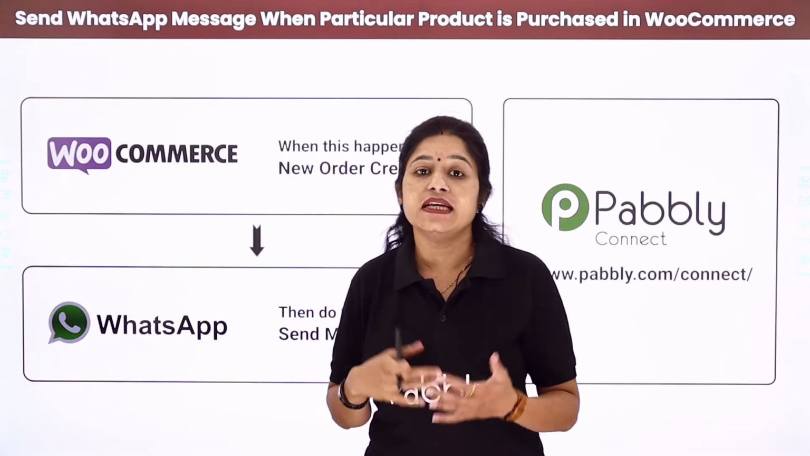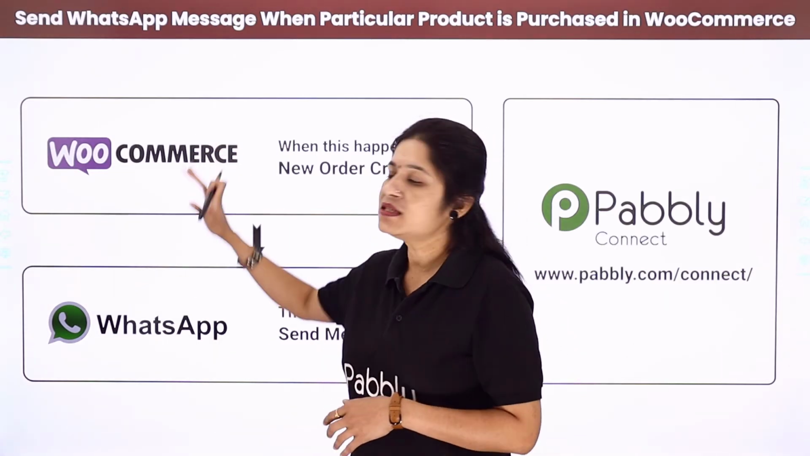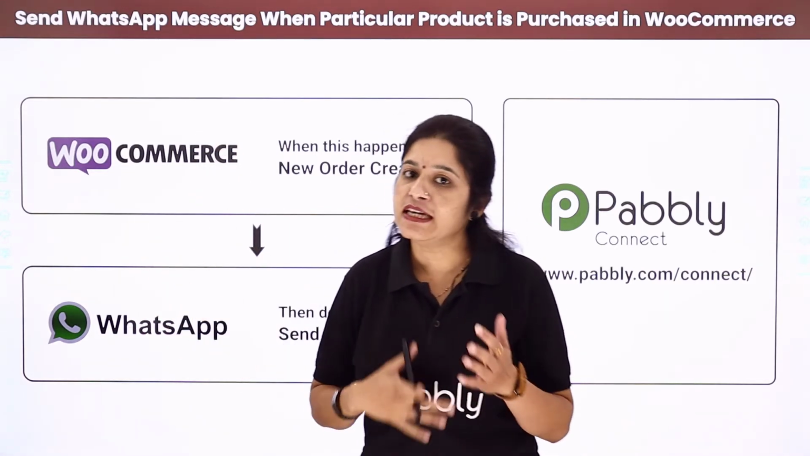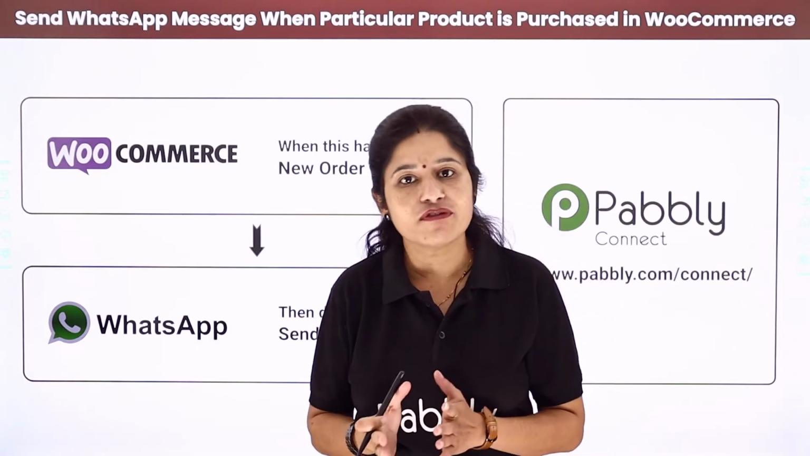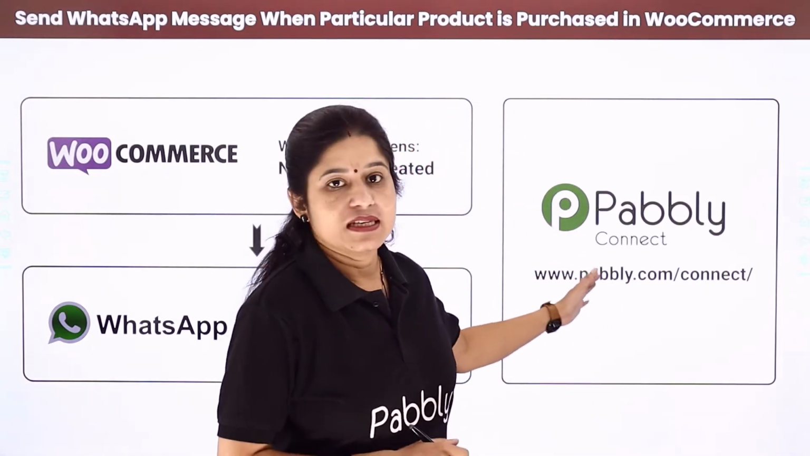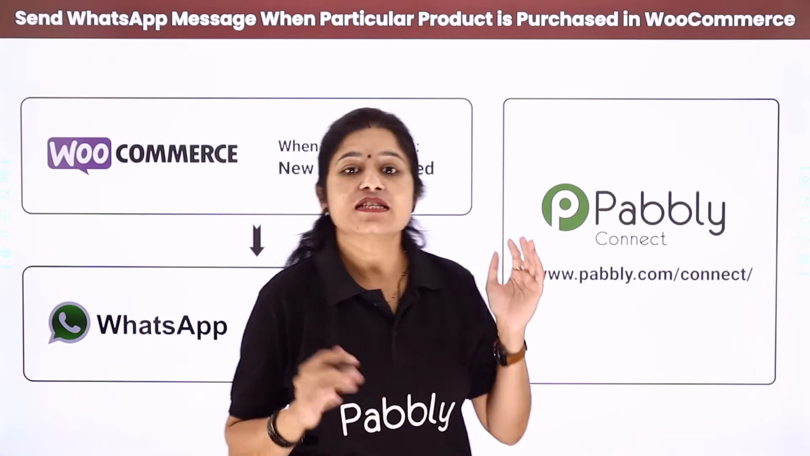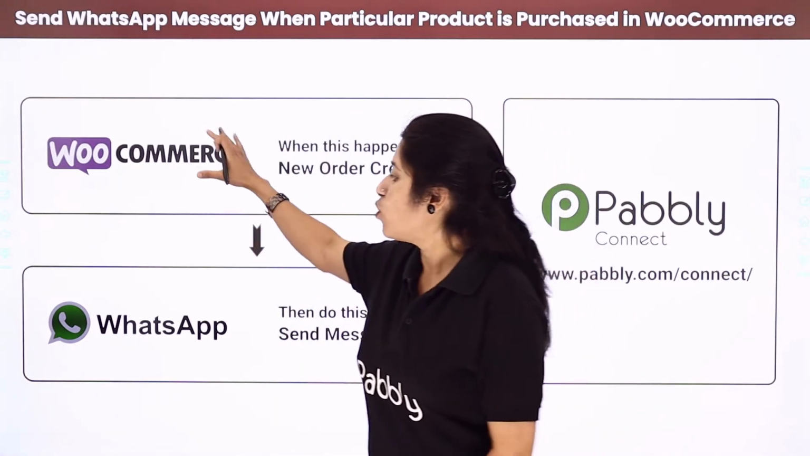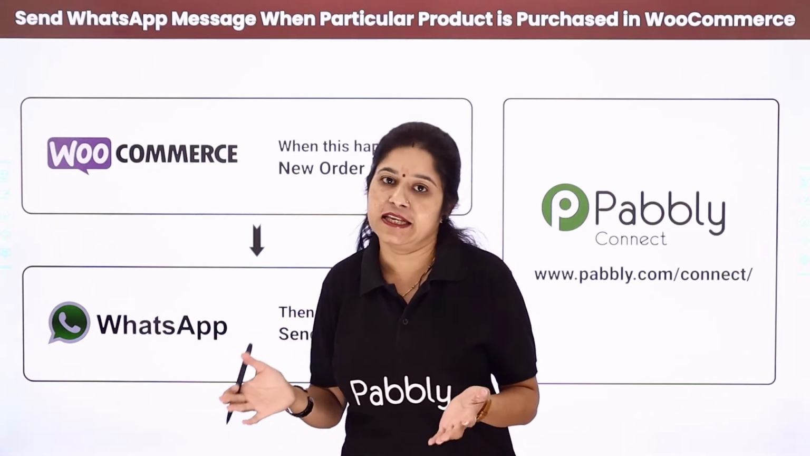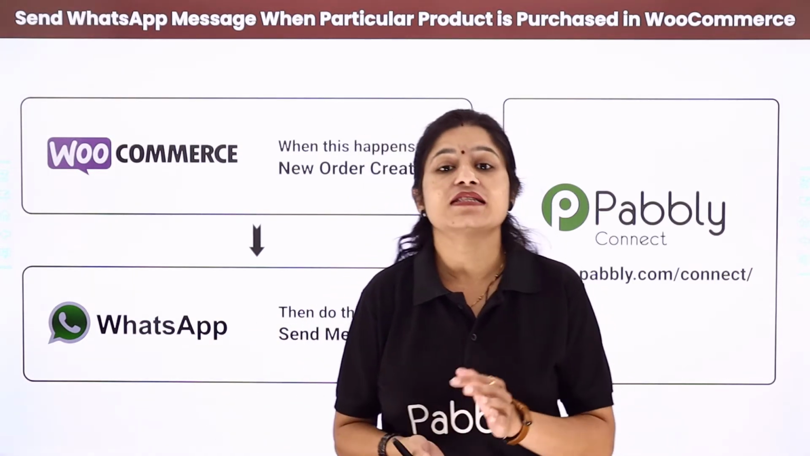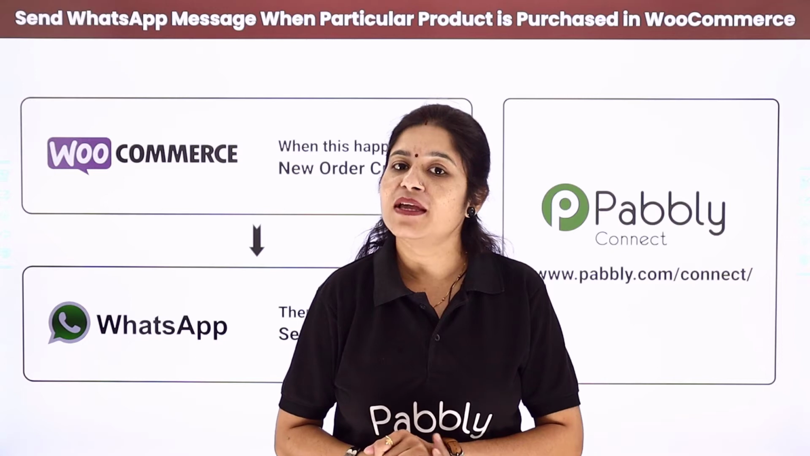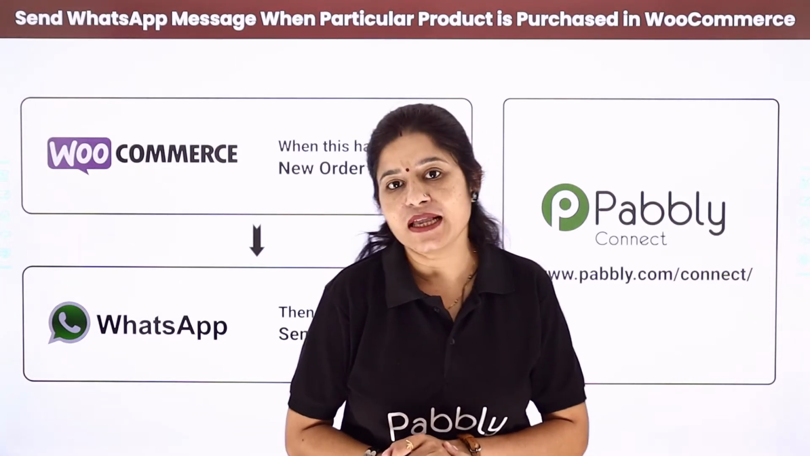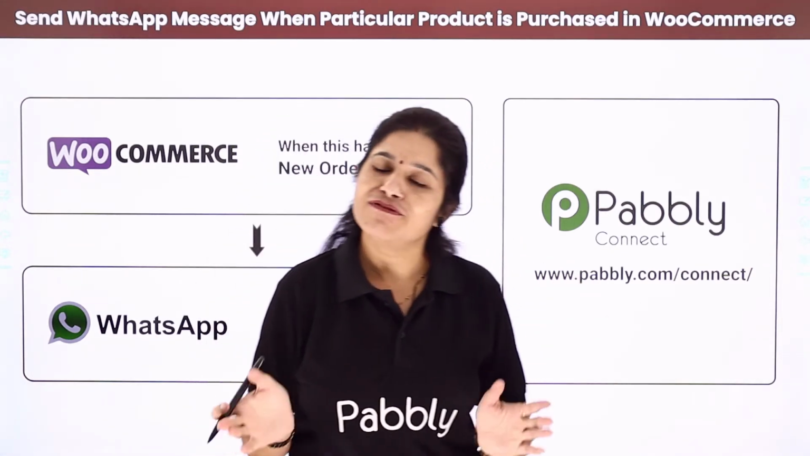For this we need to create a connection between WooCommerce and WhatsApp. So in order to create a connection we are going to use a software application named Pabbly Connect. Pabbly Connect is an automation and integration software which will help us in integrating WooCommerce with WhatsApp automatically. The best part here is it doesn't require any coding skills or programming knowledge. Even a non-technical person can use this software application very easily.